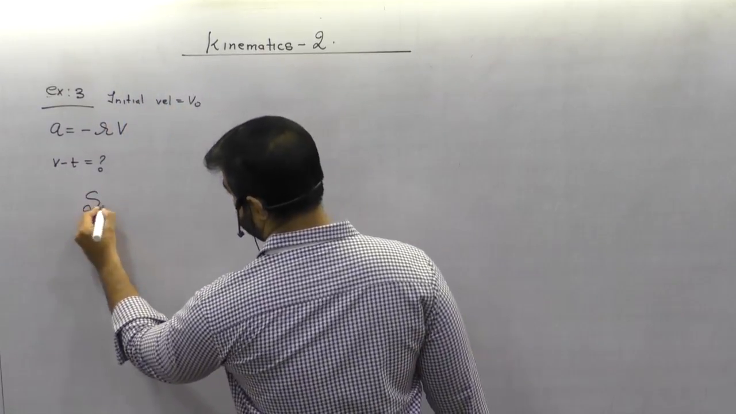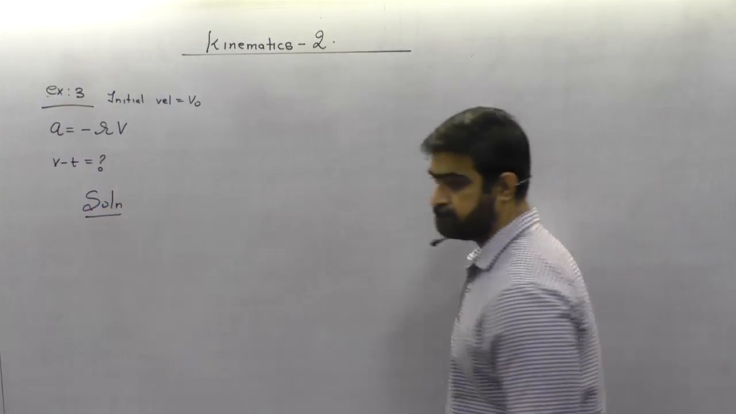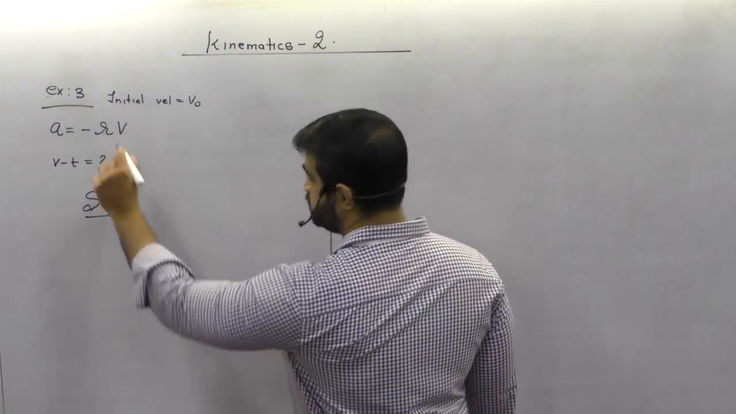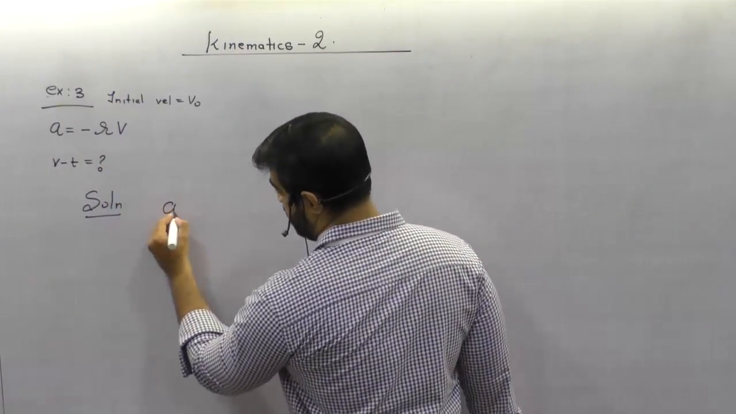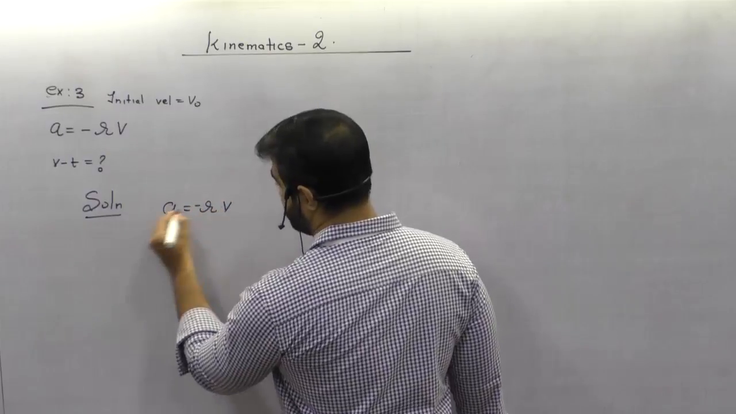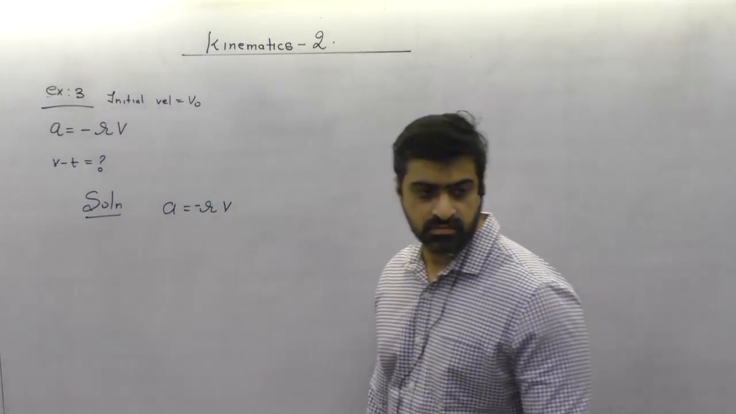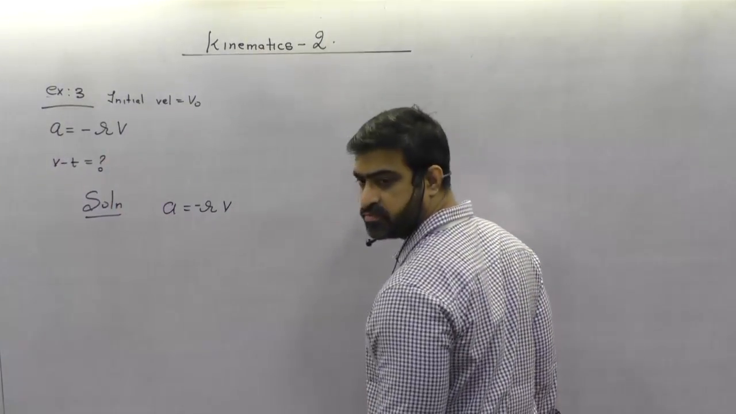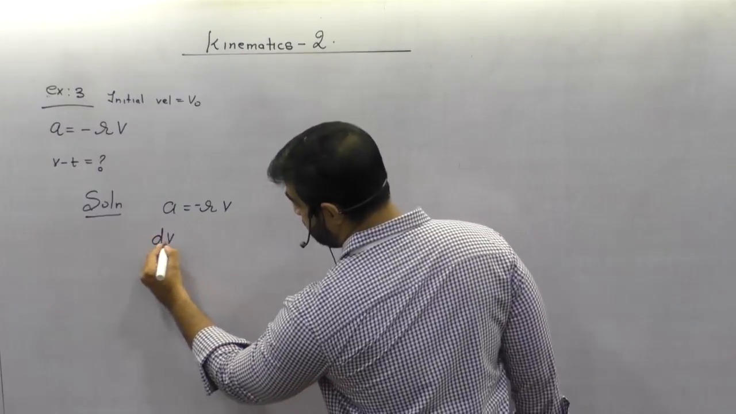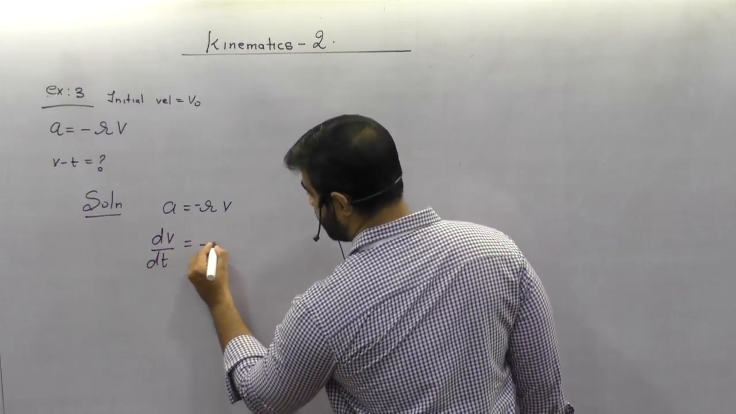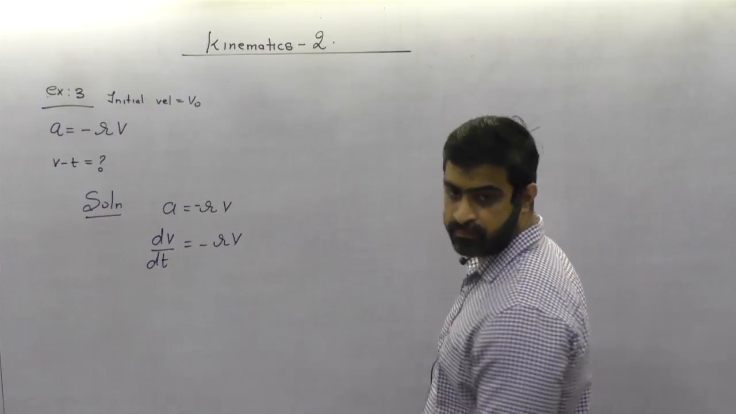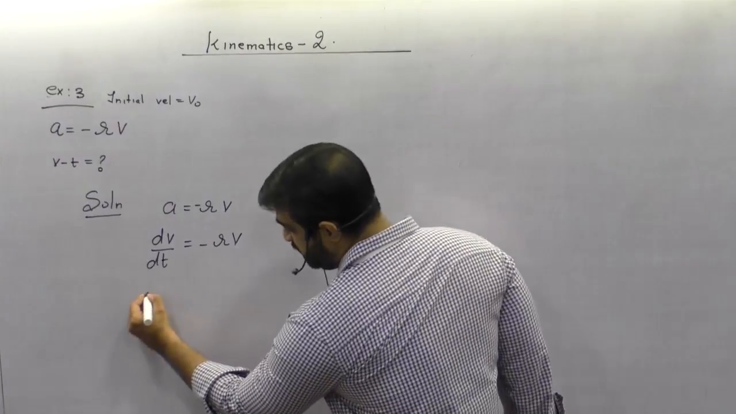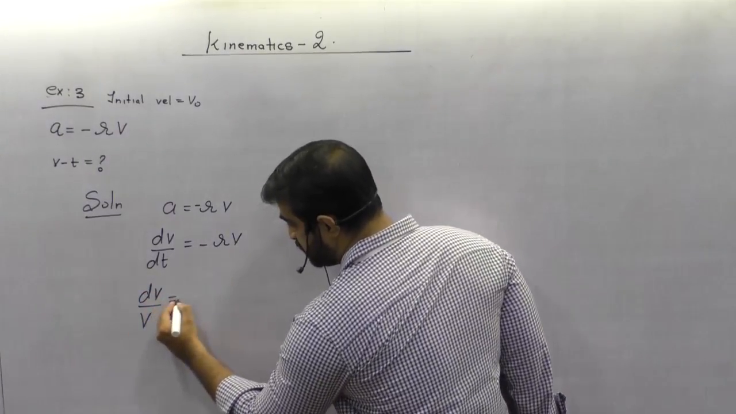Look at this now. A is equal to minus rv. Pay attention, minus indicates retardation. We have to change this to v, so I can write a as dv by dt, as minus rv. I'll take v together and dt there. So dv by v is minus r dt.